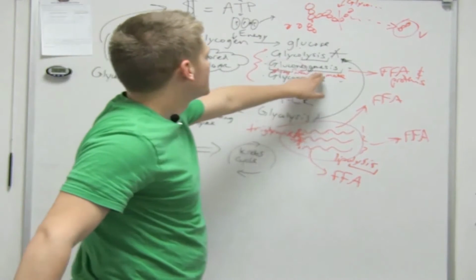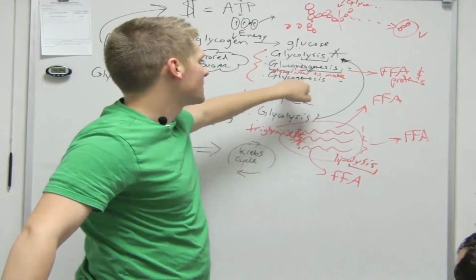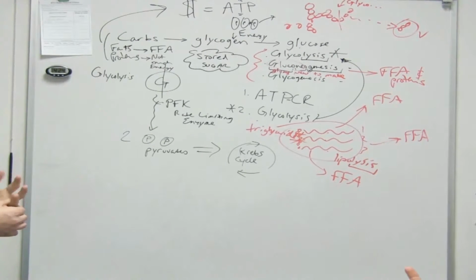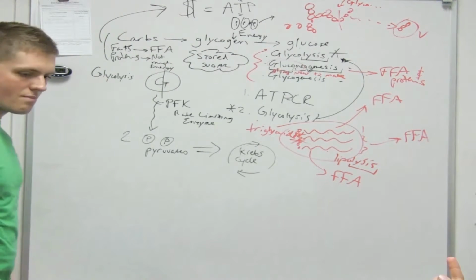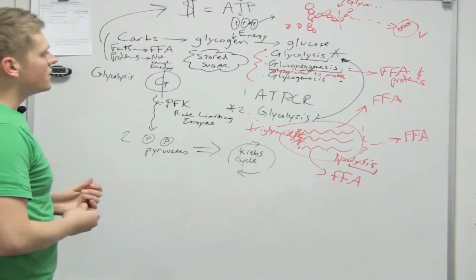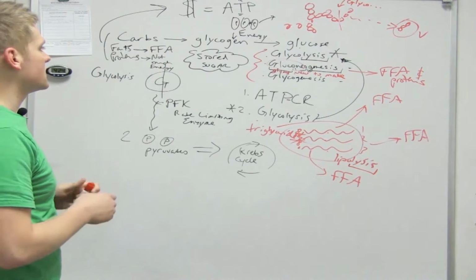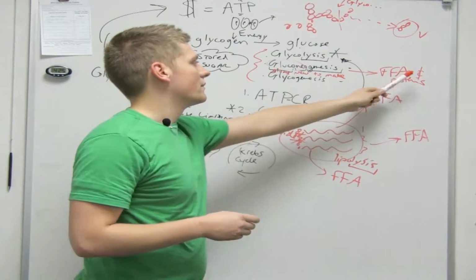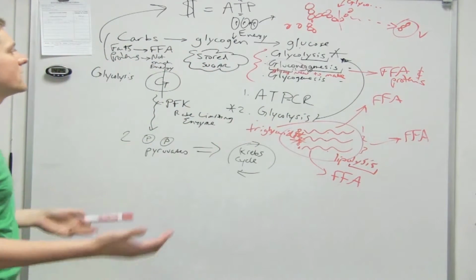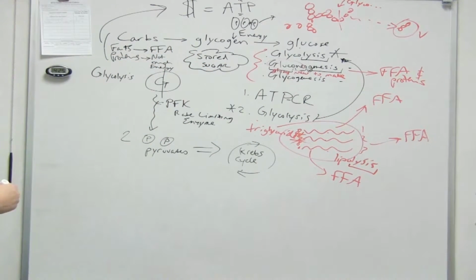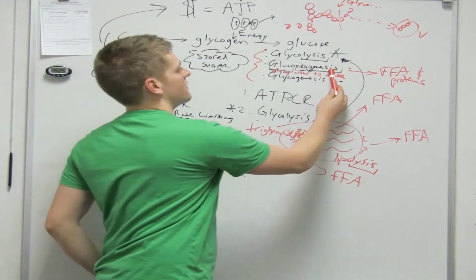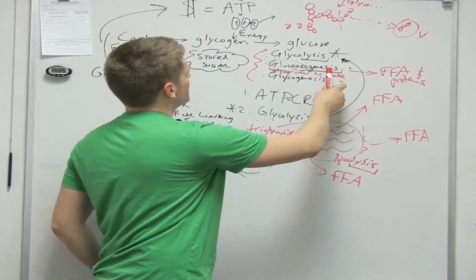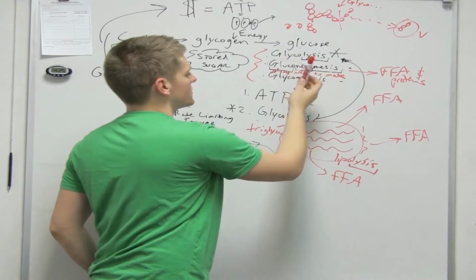Glycogenesis, so remember we said genesis was to make, so glycogenesis is to make glycogen, the long one. Neogenesis is to make glucose from something new. So this is when you're taking something other than glucose or a carbohydrate to make a glucose pretty much.